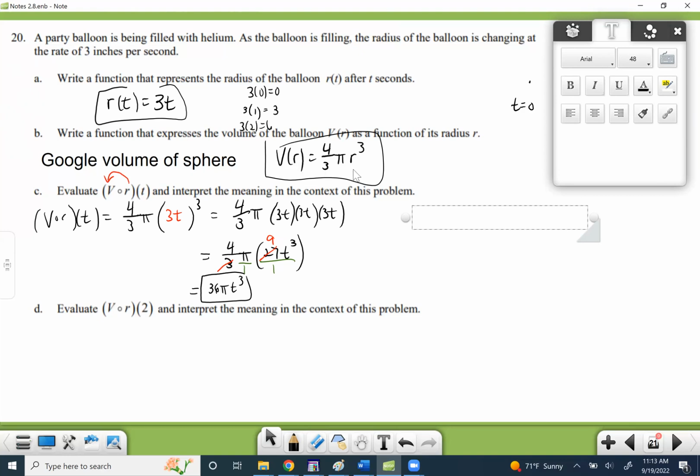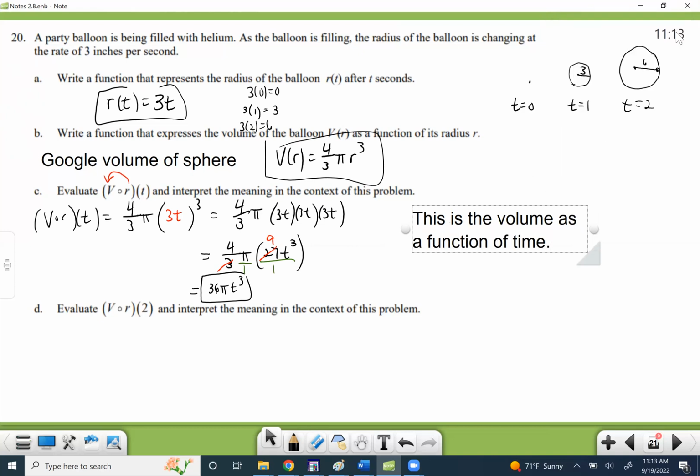So if somebody gives you a radius, you're able to find the volume. Why am I saying velocity? I think because I have calculus on the mind, you guys, excuse me, volume, right? So this is the volume as a function of the radius. What we found now is the volume as a function of time. This is the volume function of time.